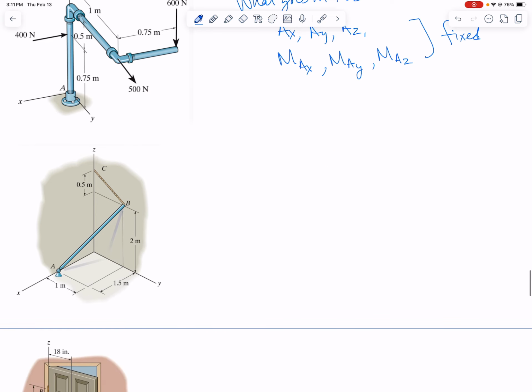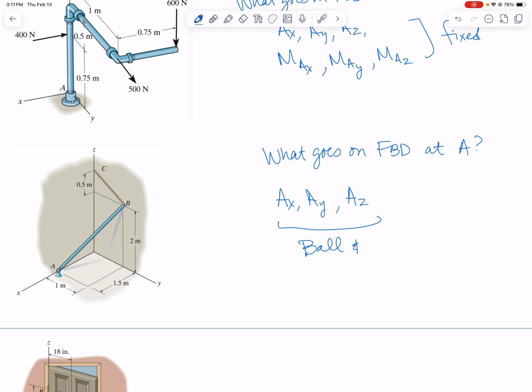How about this next one? What goes on the free body diagram at A? It's a ball and socket. Ball and socket allows rotation, but it does prevent translation in any direction, so we're going to need AX, AY, and AZ, which is typical of a ball and socket.